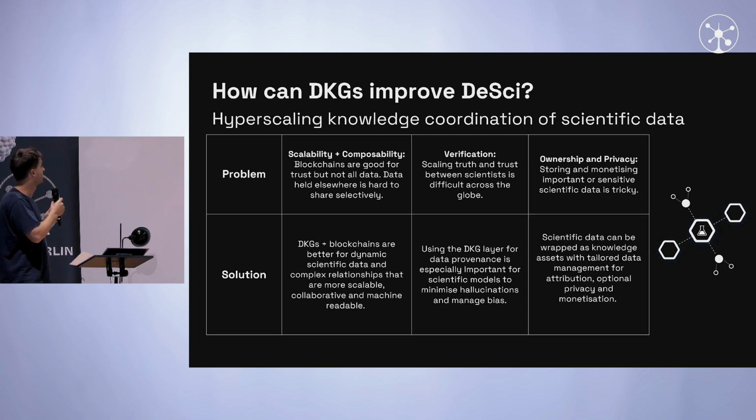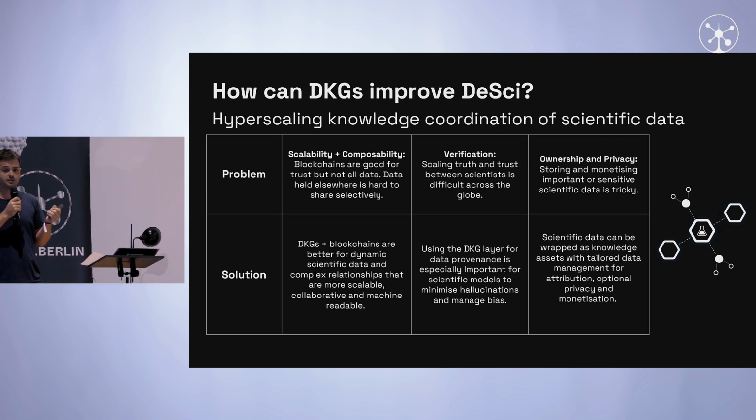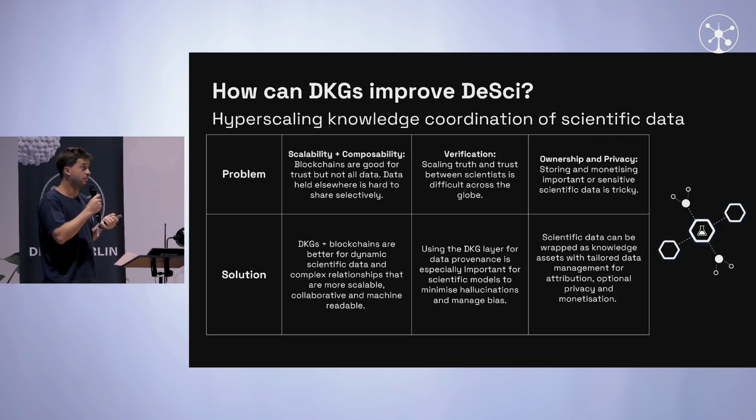And knowledge graphs, as Jurij already said, are very good for compiling composable stores of data that we can make new complex relations with other people and coordinate. But decentralized knowledge graphs add some new things into the mix. So in terms of scalability and composability, we obviously all know about blockchains. They're very good for establishing trust, but not for all forms of data. And then data held outside of these is very hard to share selectively and make those collaborations across borders.